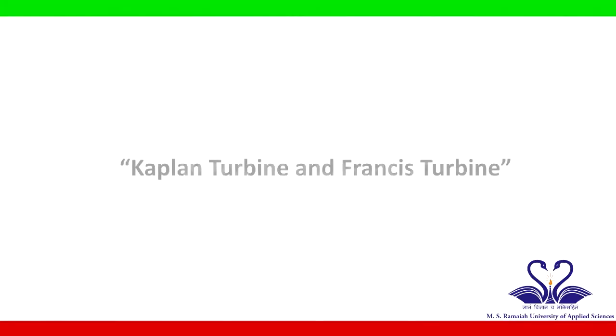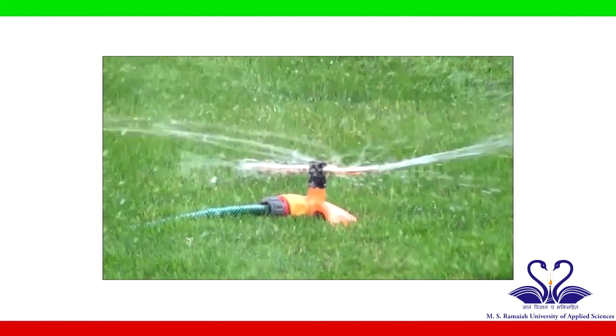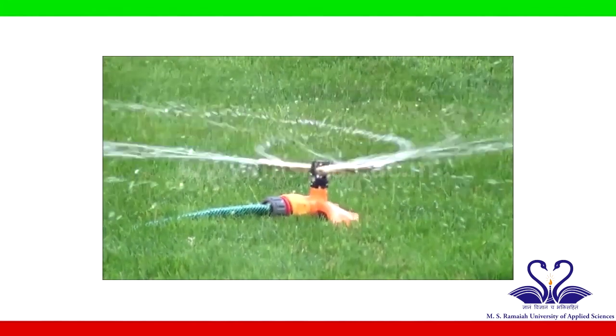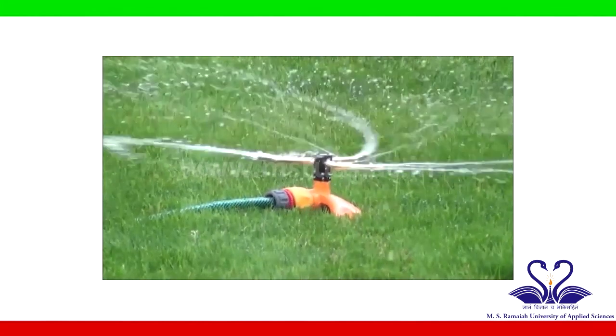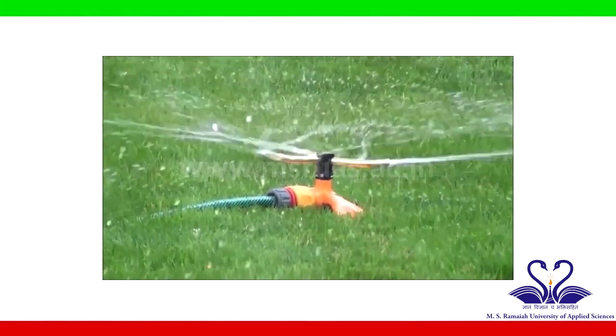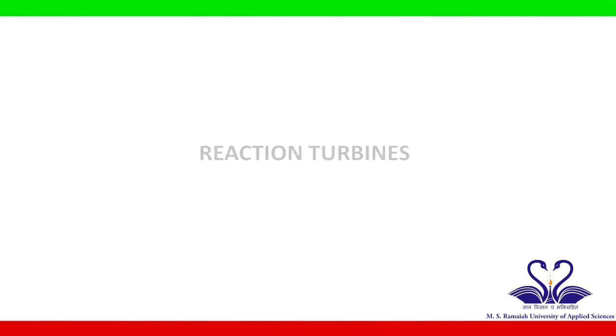Hi students, let us discuss the Kaplan turbine. We have seen the flamboyant chakra firecracker during Diwali. It rotates with such high speed on firing. Also, a rotating garden sprinkler is used to water the lawns in a garden. The energy for the rotation is brought about by the reaction force from the exiting fluid. This forms the basic principle for a reaction turbine.